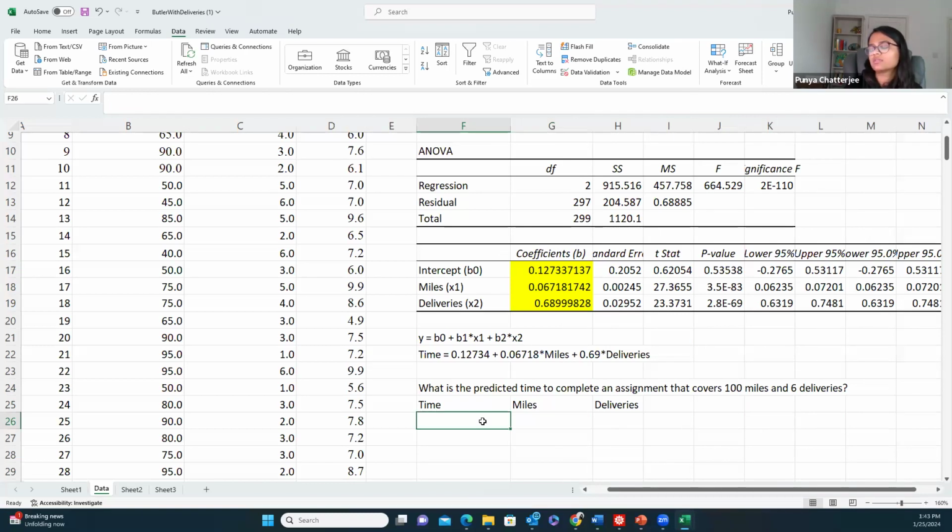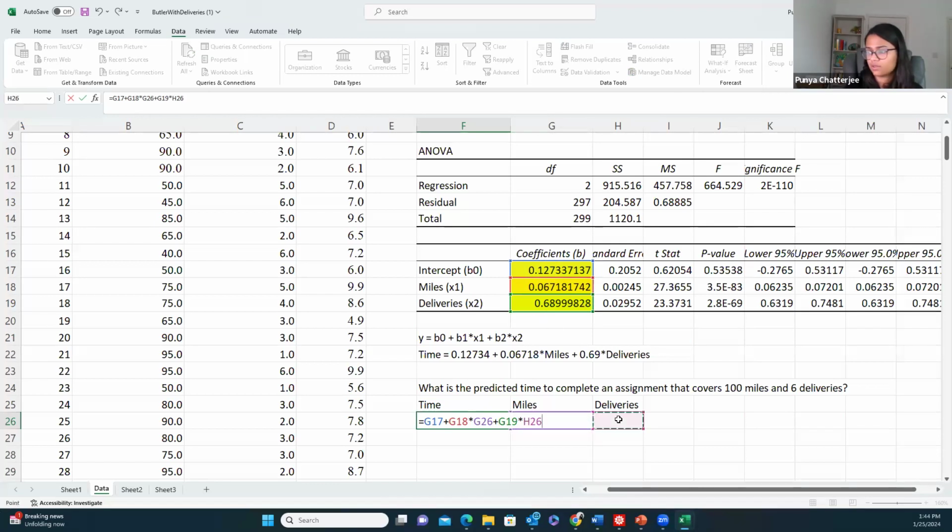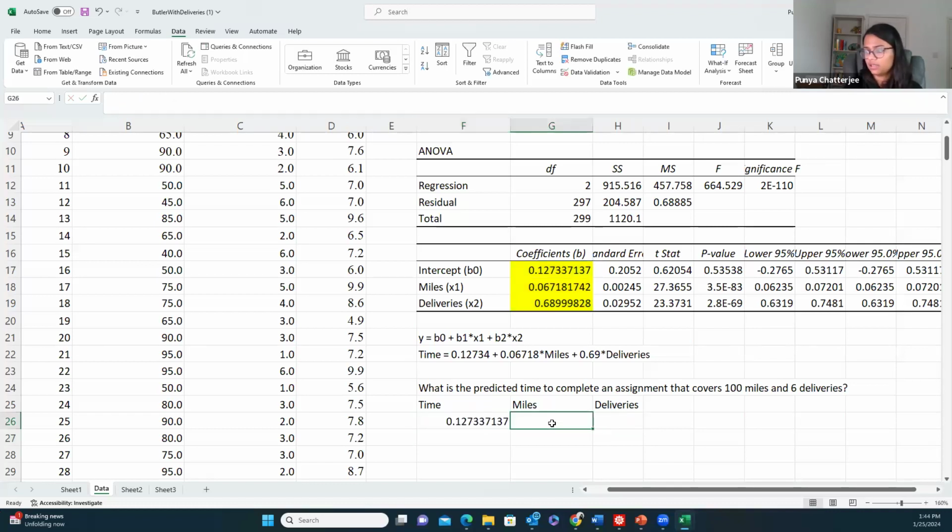All right, so can you guys do the calculation and tell me what is the predicted time to complete an assignment that covers 100 miles and 6 deliveries? 10.9855. That's what I got too. Okay, great. So I think you guys got it. Just to make sure, I'm gonna put 100 for miles and then 6 for deliveries, and get 10.985.